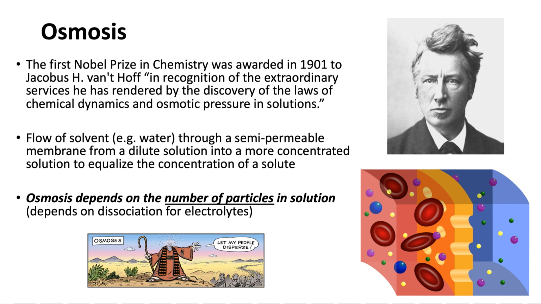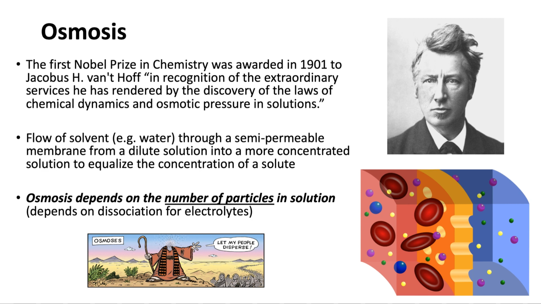And what that comes down to is the flow of solvents, such as water, through a semi-permeable membrane from a dilute solution into a more concentrated solution to equalize the concentration of solute. That's essentially the principle of osmosis: most biologic membranes on cells are semi-permeable, meaning some fluid and some very small particles can get through, but larger particles, proteins, red blood cells, for example, cannot easily pass through. But fluid can and will move in the direction to equalize concentrations of solutes, which are dissolved particles in solution. So remember, the take-home message is osmosis depends on the number of particles in solution.